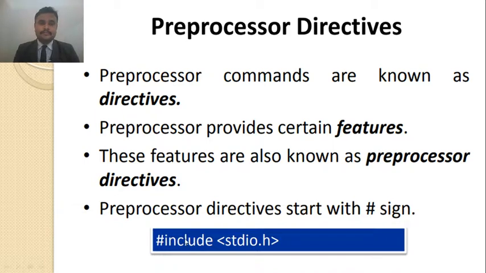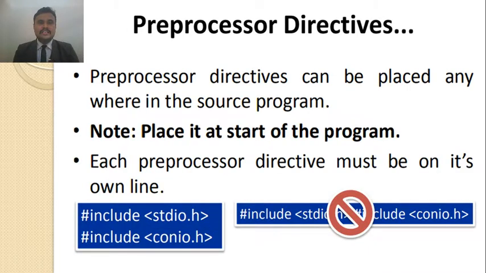We are writing that preprocessor command for providing some features to our source program. While writing a preprocessor directive, we always take care of the following thing. Over here, this should be correct and this is completely wrong. Why? Because each preprocessor directive must be on its own line. So while writing a number of preprocessor directives, we have to write each one in its own line.